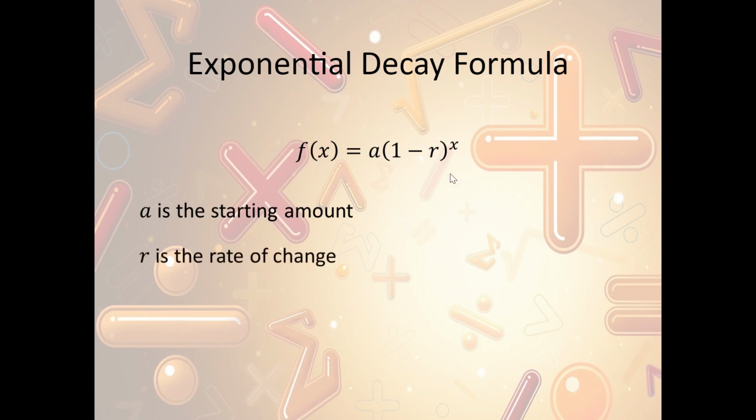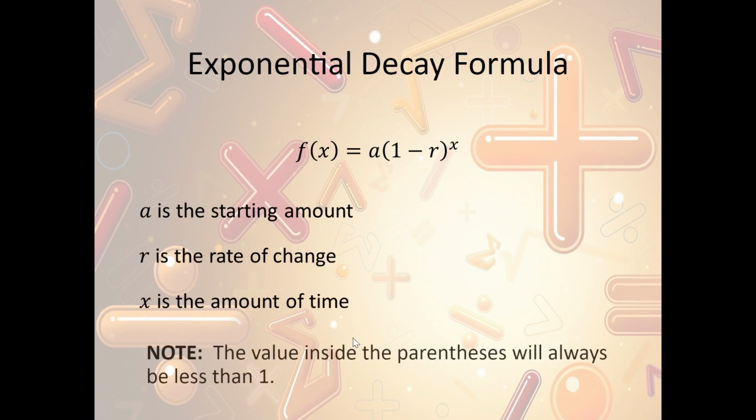R is the rate of change. How much are we paying each month? X is the amount of time. So let's say we're paying it off in 12 months. And then notice the value inside the parentheses will always be less than 1 because it's 1 minus some value. And we know that r is never going to be negative. So it's 1 minus some value, so that means it's going to be something less than 1.